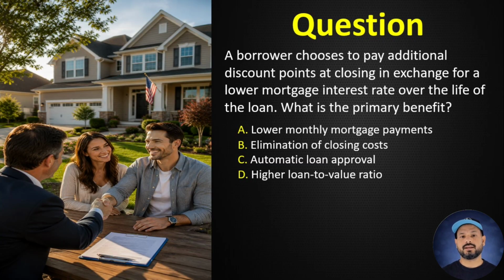Question number 16. A borrower chooses to pay additional discount points at closing in exchange for a lower mortgage interest rate over the life of the loan. What is the primary benefit? A. Lower monthly mortgage payments. B. Elimination of closing costs. C. Automatic loan approval. D. Higher loan-to-value ratio. Correct answer: A. Lower monthly mortgage payments. Discount points reduce the interest rate, lowering future monthly payments.